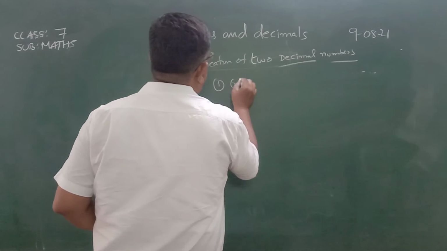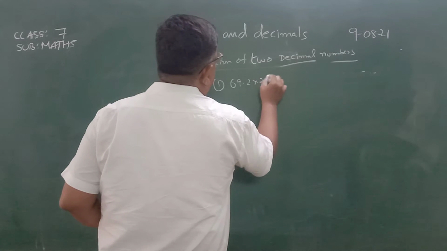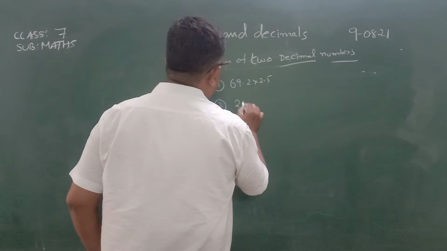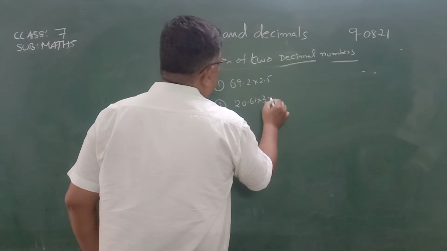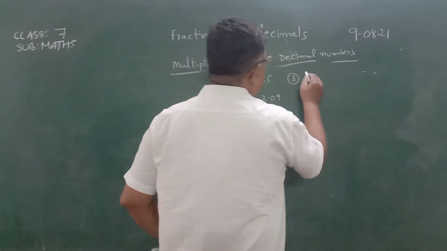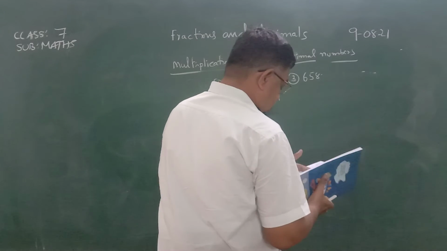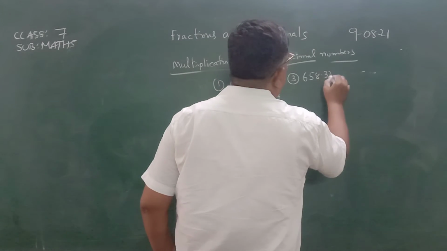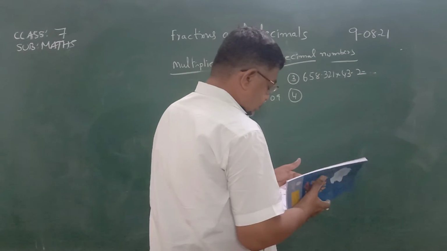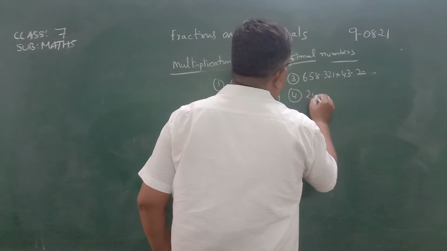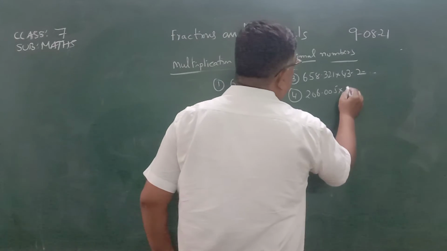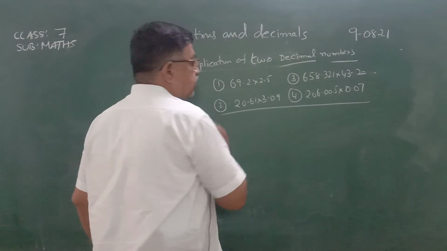$69.2 into 2.5. Second one, 20.61 into 3.09. Third one, 658.321 into 43.2. Fourth one, 206.005 into 0.07. So this you can try as homework.